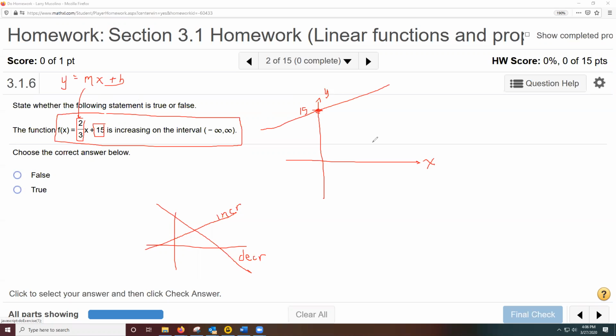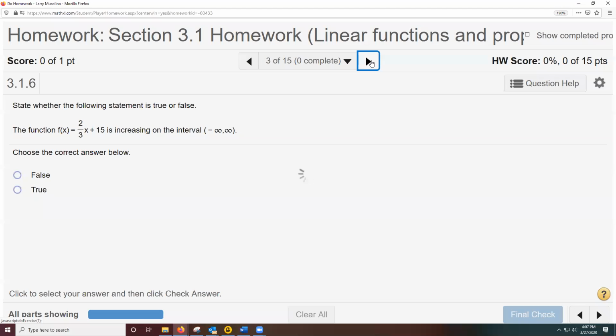But if that slope is positive, it means the line is heading uphill. So once I see a positive slope, I know this is an increasing function. So the answer to this one is true. This graph is increasing on the interval negative infinity to positive infinity. If this slope was negative, then the graph would be decreasing on the interval.